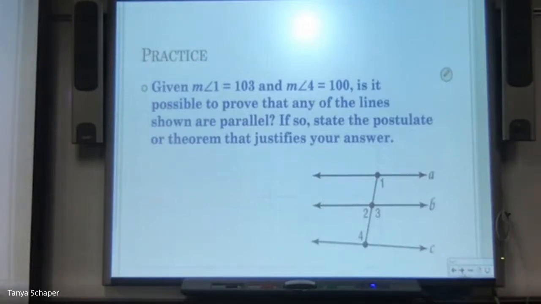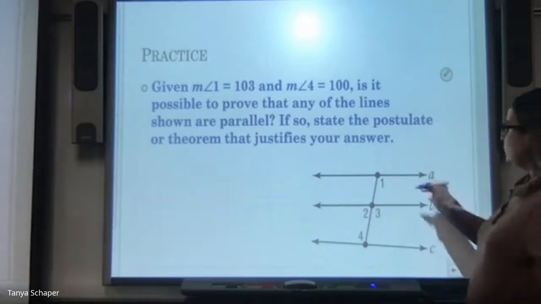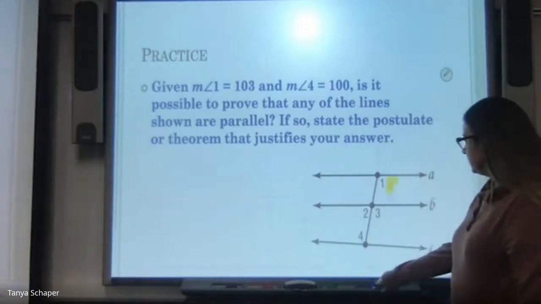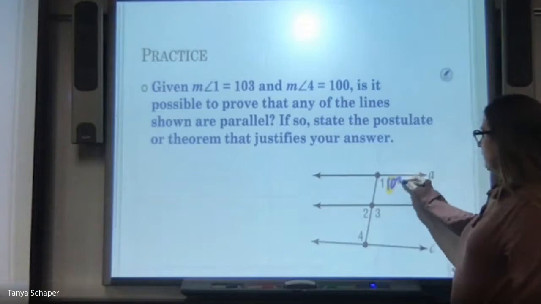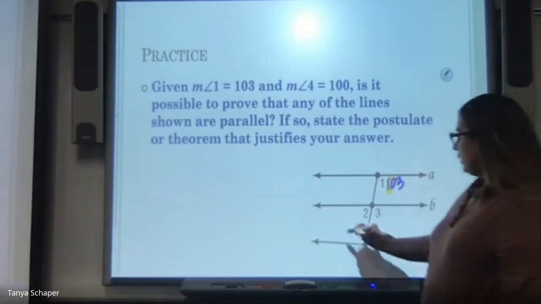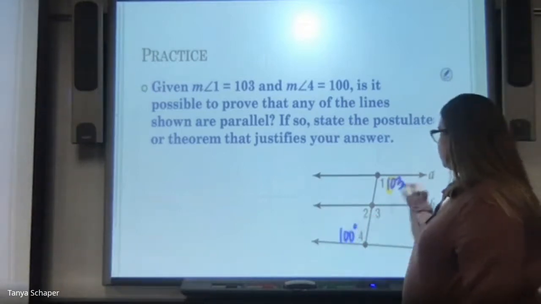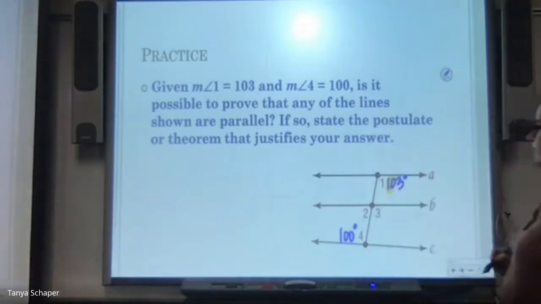So let's apply this. We know that angle 1 is 103. We know that angle 4 is 100 degrees. That's what it's giving us. Is it possible to prove that any of the lines are parallel? If so, state the postulate or theorem that justifies our answer.